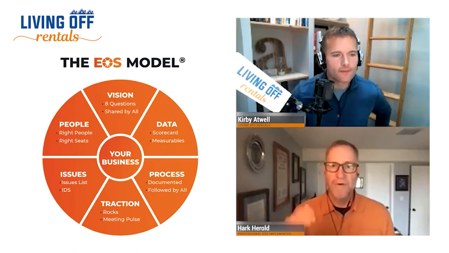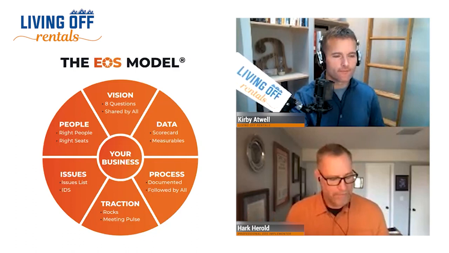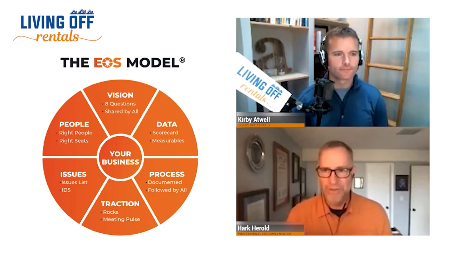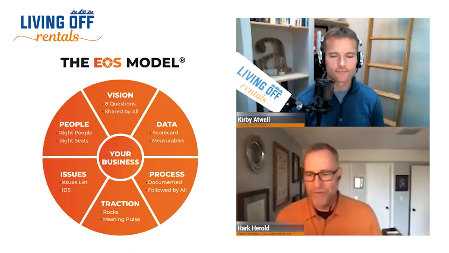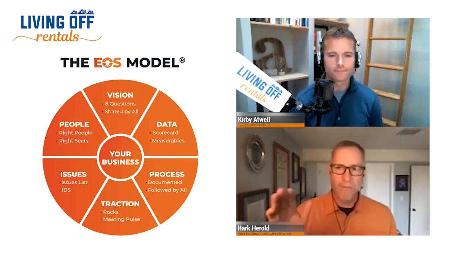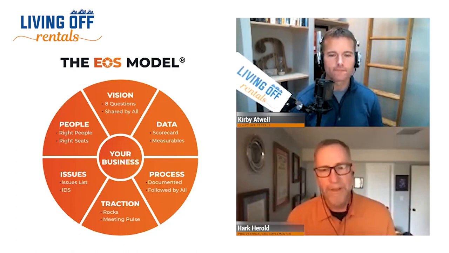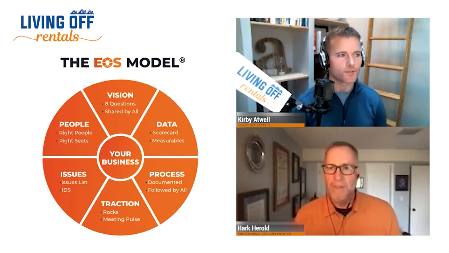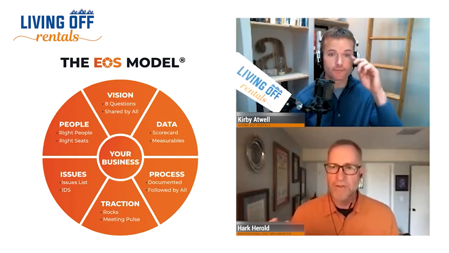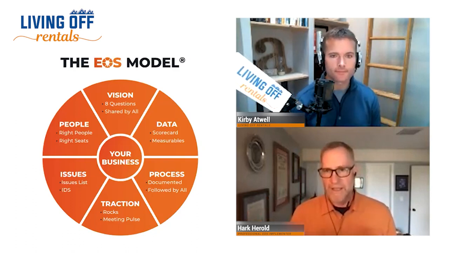So the first in the vision is what we call the 8 questions. We keep the answers to those 8 questions in a document we call the Vision Traction Organizer, or VTO. If anybody wants to see that, Kirby, I can definitely send it out to them. Yeah, I'll put a link to that in the show notes. Okay. But the VTO, there's 8 questions that we as implementers work with the leadership team to answer.